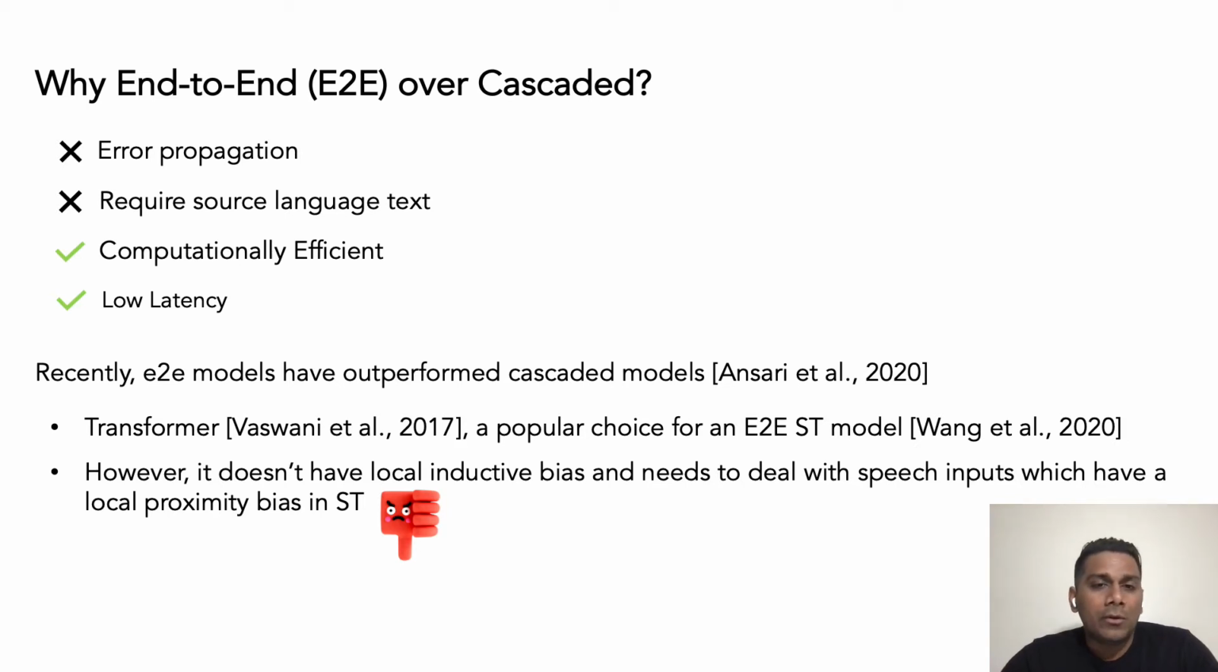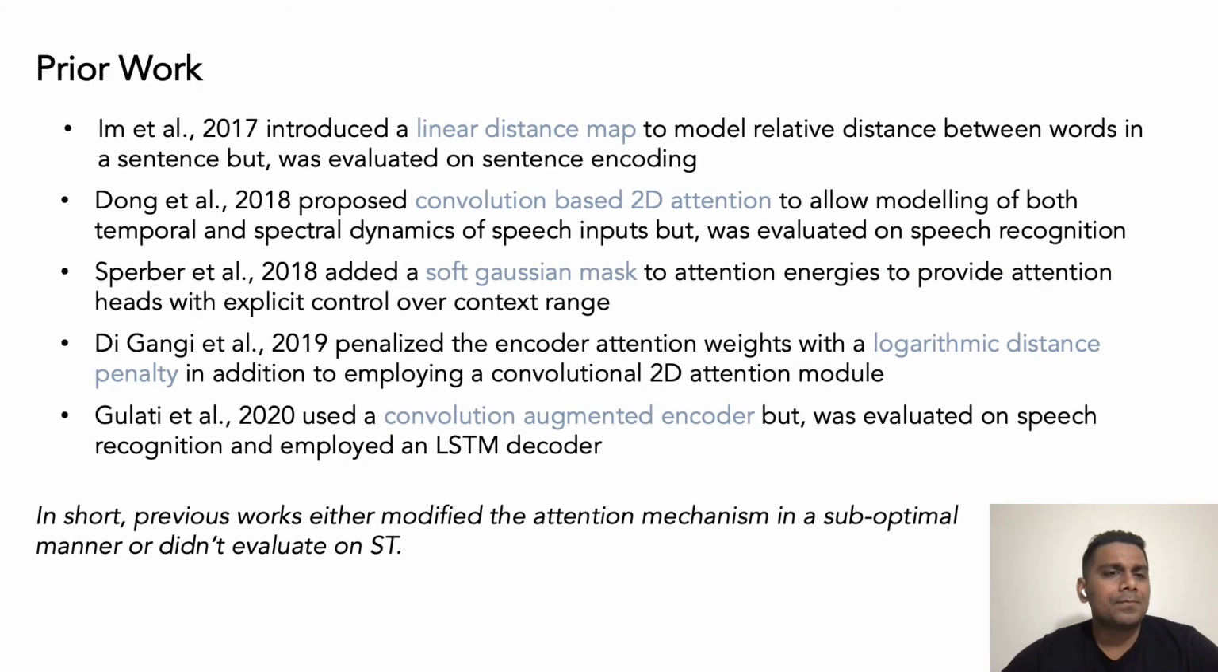Transformer is one of the popular choices for end-to-end ST models. However, it doesn't have a local inductive bias and needs to deal with speech inputs which have a local proximity bias in speech translation, which seems like a problem. Prior work tried to accommodate this lack of local inductive bias by proposing linear distance map, convolution-based 2D attention, soft Gaussian mask, logarithmic distance penalty, convolution augmented encoder.